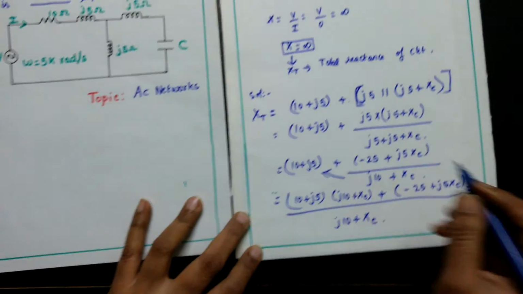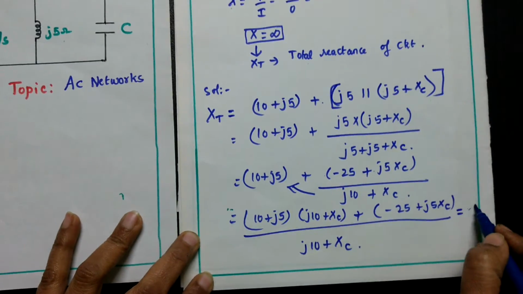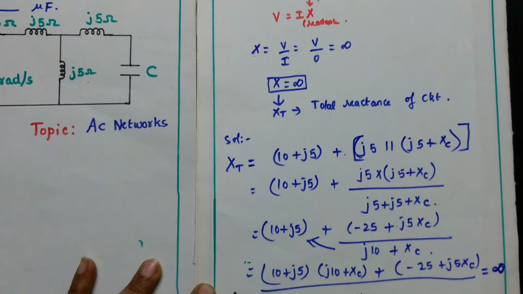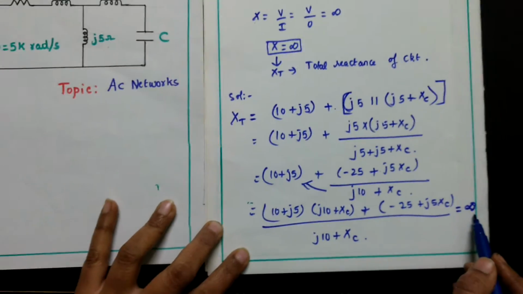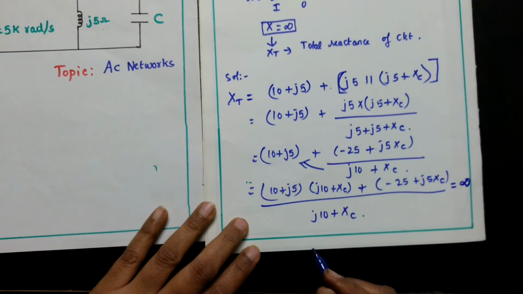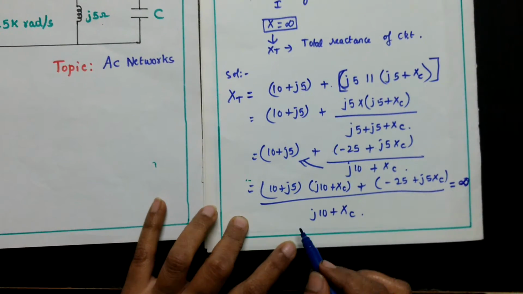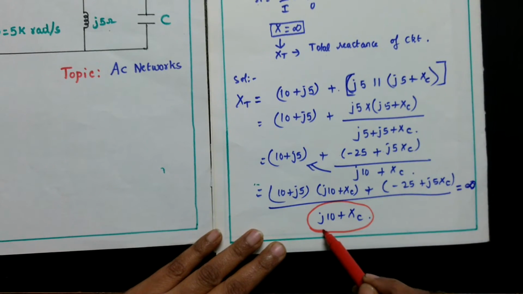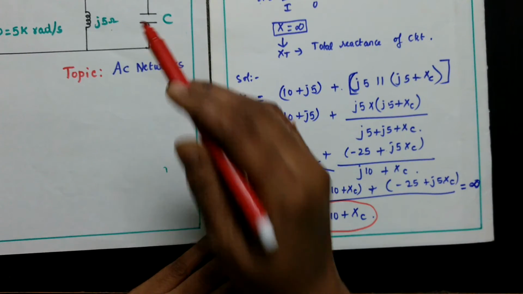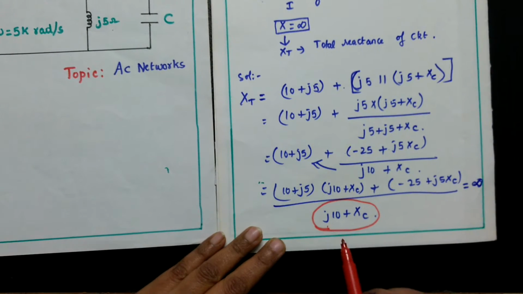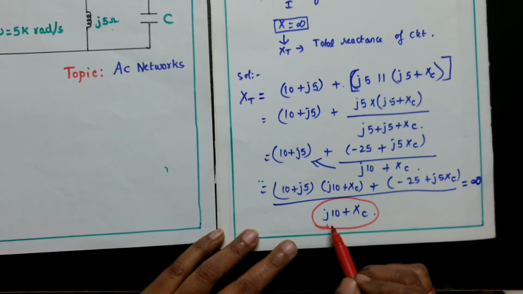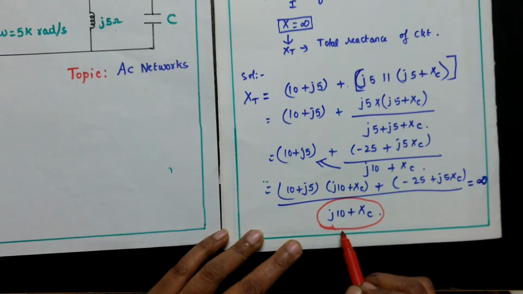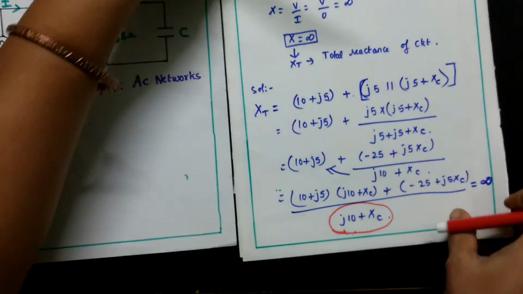This is equal to infinity, because we found X equal to infinity. So we are equating the total impedance equation to infinity. So anything by 0 is infinity. We know this. So we are considering only the denominator term to find the capacitance value. Anything by 0 equal to infinity, so we are equating the denominator term to 0.